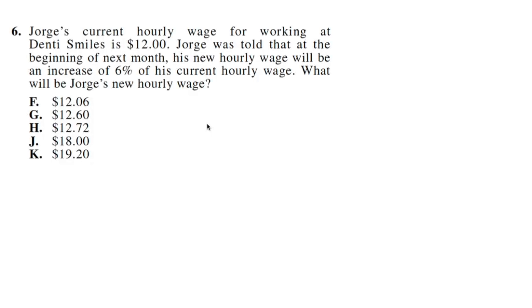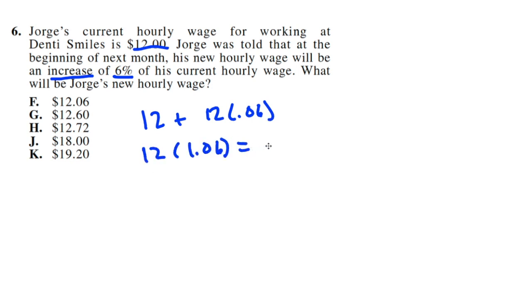So the very first thing says Jorge's current hourly wage for working at Denty Smiles is $12. He was told that at the beginning of next month, his new hourly wage will be an increase of 6%. The key is increase 6%. So what do we do? 12 plus 12 times 6%. Or if you watch my percent video, it's 12 times 1.06, which is $12.72. It's answer choice H.